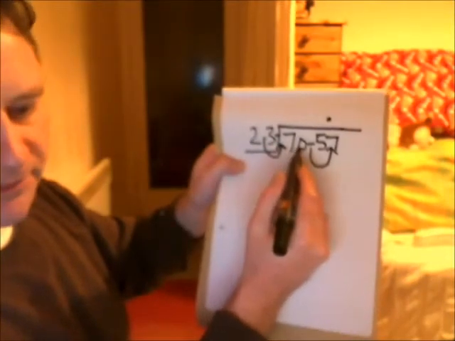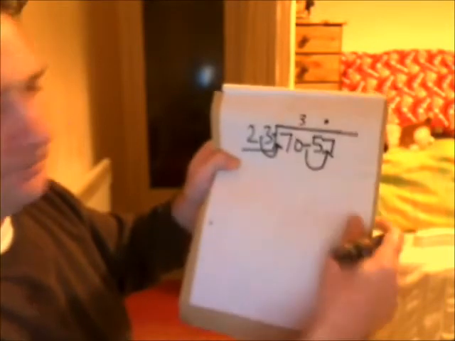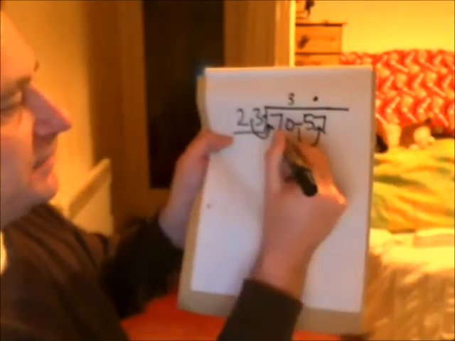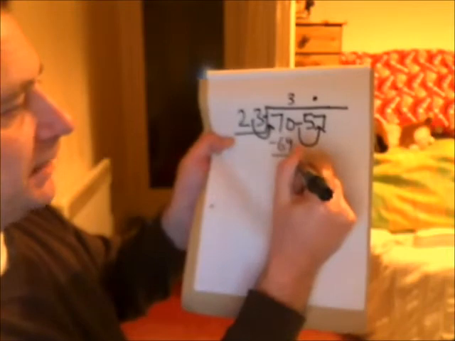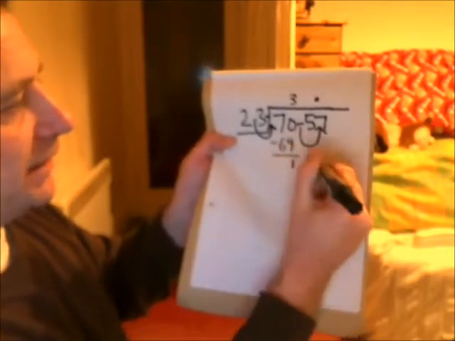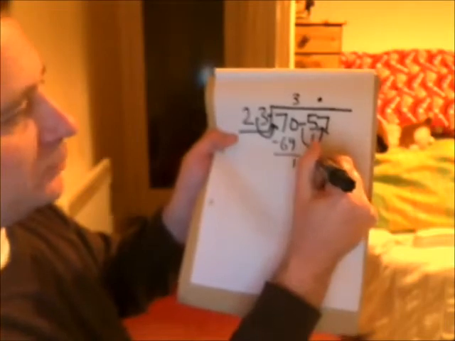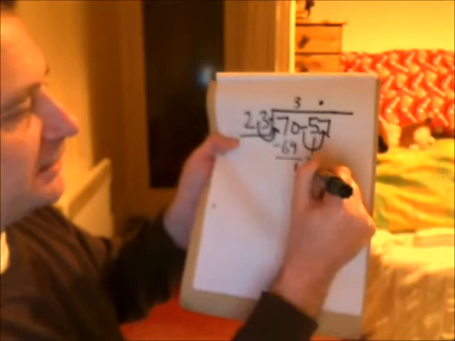So 23 into 70. How many times does it go? It goes in 3 times. 3 times 23 is 69, exactly the same as a normal long division. And we take that away. Okay? Then we drop the next number, which is the 5.